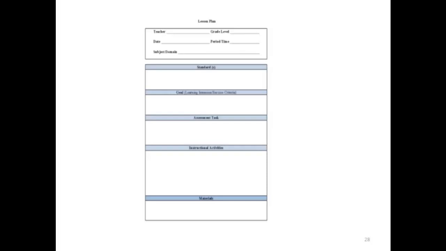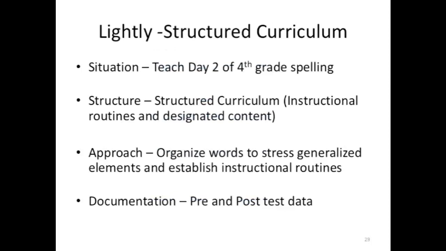And, you know, people always say, should we give a pre and a post-test? Well, if a pretest is given and feedback is given on each word, you've gone through all the words on the pretest, and then you go back and give feedback, and if the students miss it, they cross it out and rewrite it. It does have instructional gains just from giving the pretest and post-test. And then we know that the best practice in spelling would be dictation. So this is the situation they already had. I was supposed to teach day 2 of the 4th grade. And it's a very structured curriculum, meaning that it has designated spelling words and instructional routines.